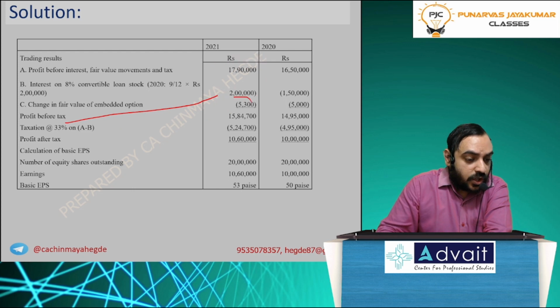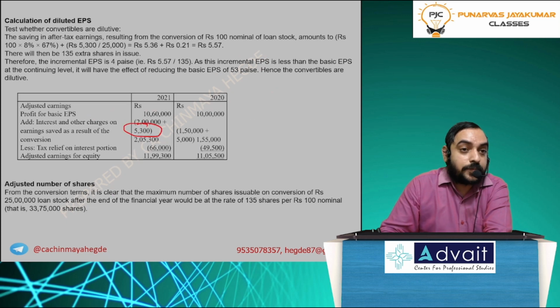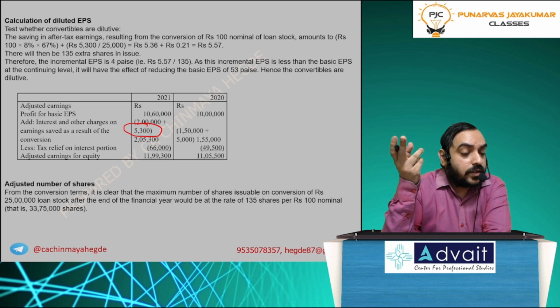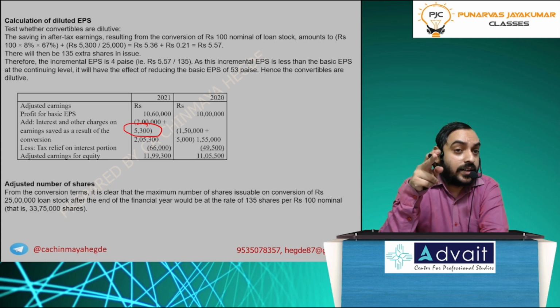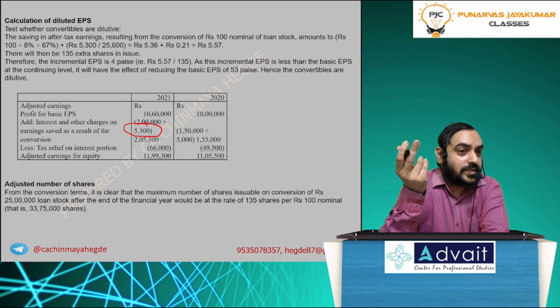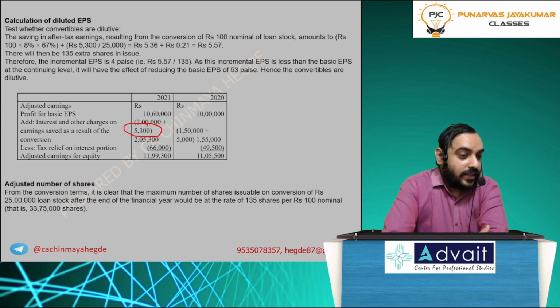Because this is not allowed for tax purposes, while adding also I've taken only 5,300, and here I have not done it into 1 minus t. While calculating tax, I have not subtracted tax on 5,300. While reversing also I will not add. Vice versa, in both places the tax impact will not be considered, because they said ignore deferred tax. Had we considered deferred tax, this would have come, and on this also we would have taken the tax impact.